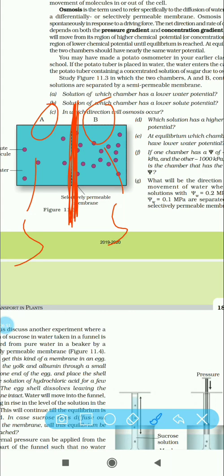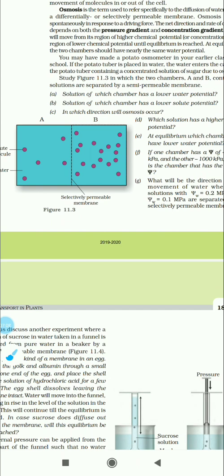Now they ask some questions. You have to apply water potential logic and the osmosis definition, and then answer. Mainly it is based on water potential. It is very important. A lot of teachers will not teach you this, and a lot of books have given wrong answers or have not mentioned this, but we will discuss it. Very easy and very interesting.